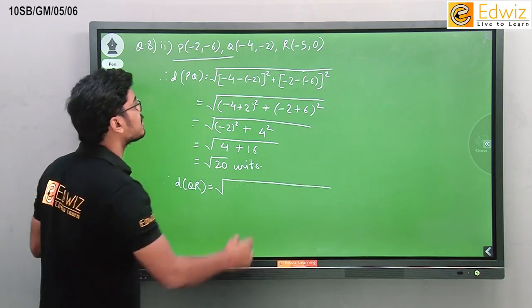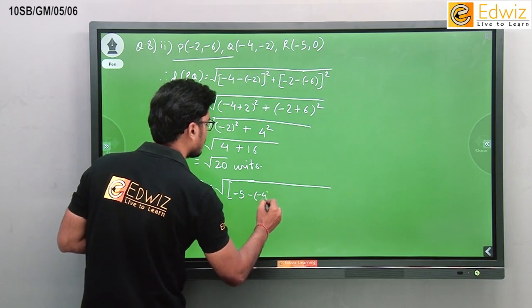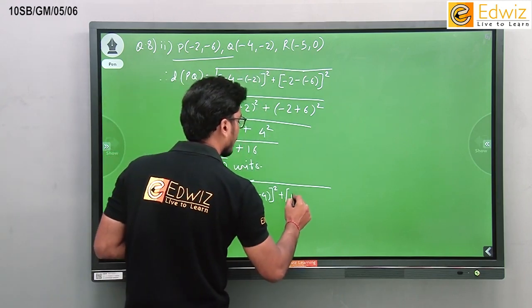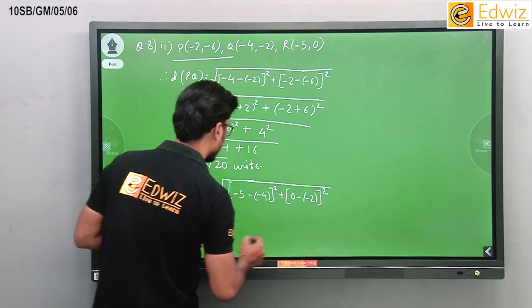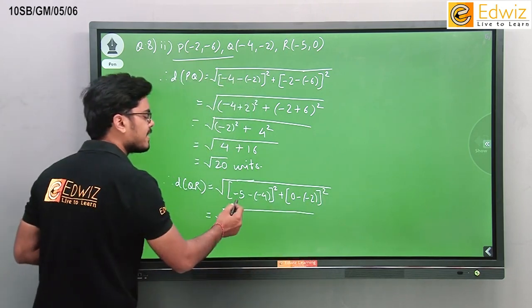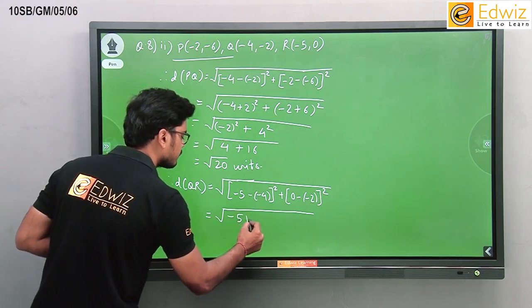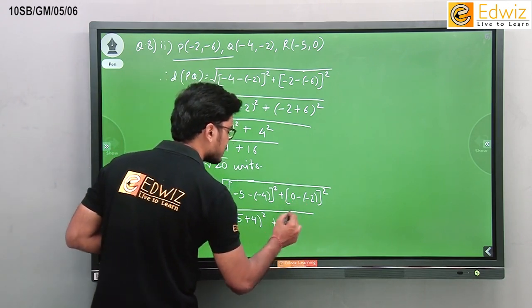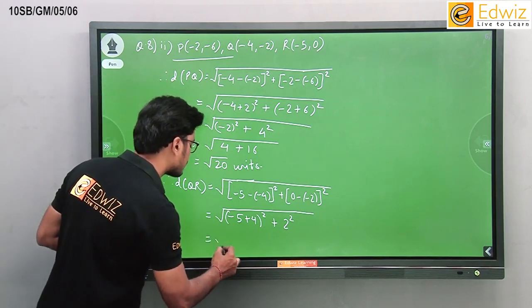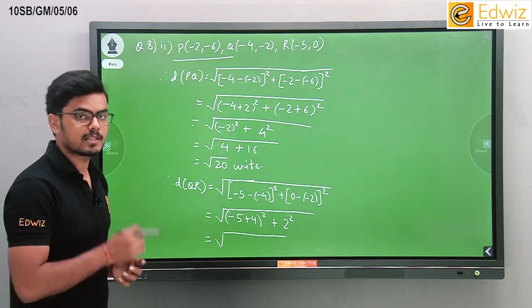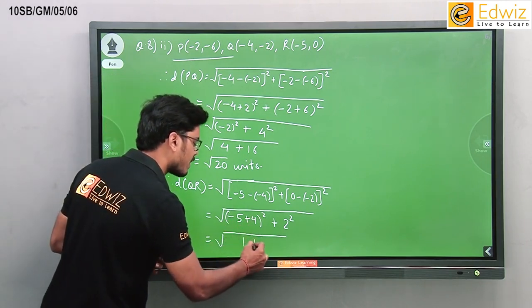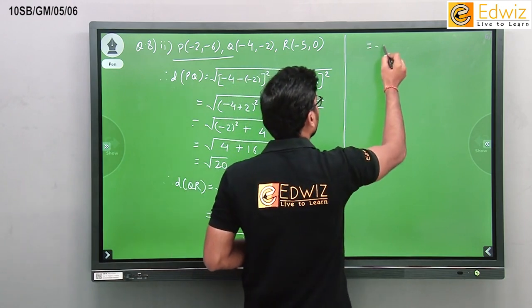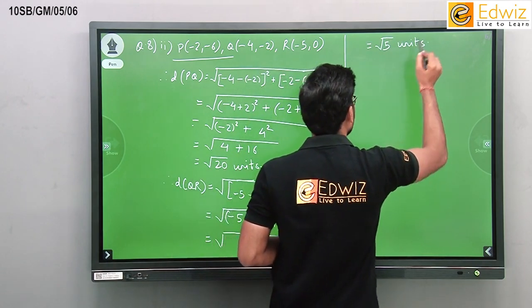Square root of (x2 minus x1), so (-5 minus 4) the whole square, plus (y2 minus y1), (0 minus 2) the whole square. So this is equal to square root of (-5 plus 4) the whole square plus (0 minus 2), that is 0 plus 2, that is just 2 square. Okay, when we solve this, -5 plus 4 is -1. So (-1) square is just 1, plus 2 square is 4. Correct? So we will get square root of 5 units as the answer.